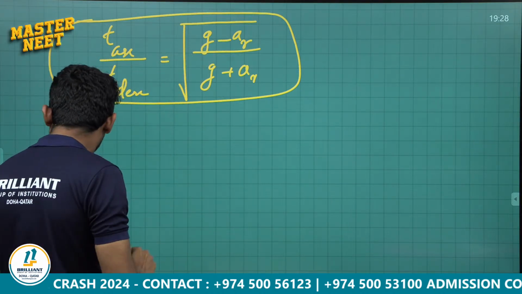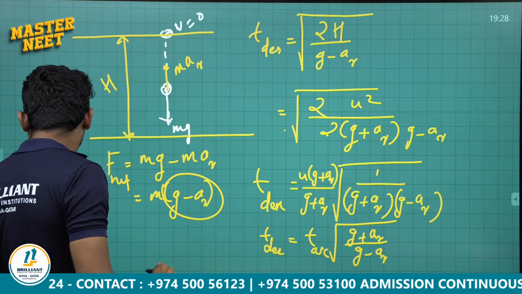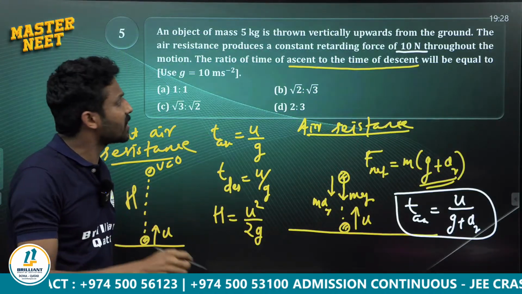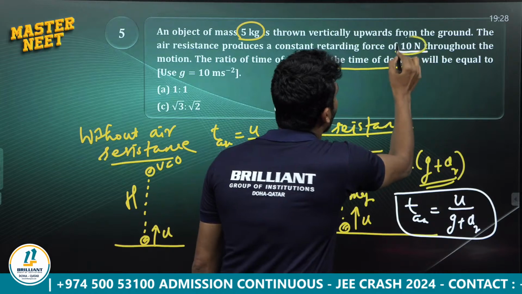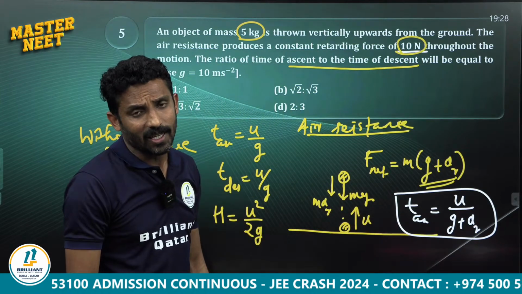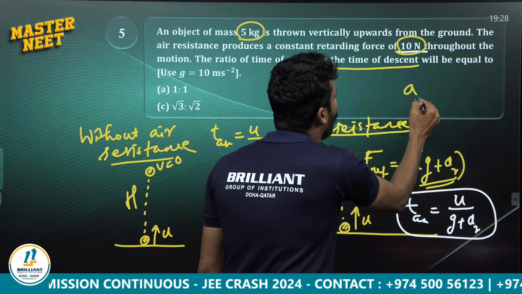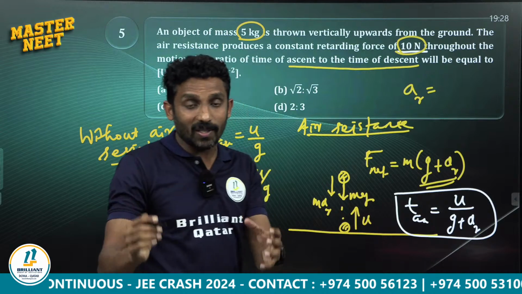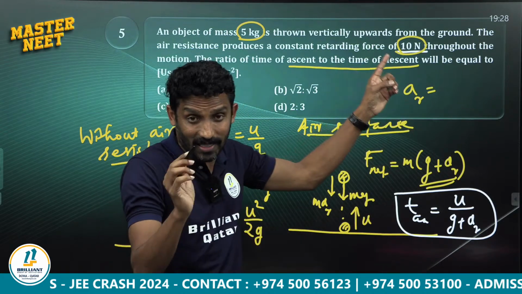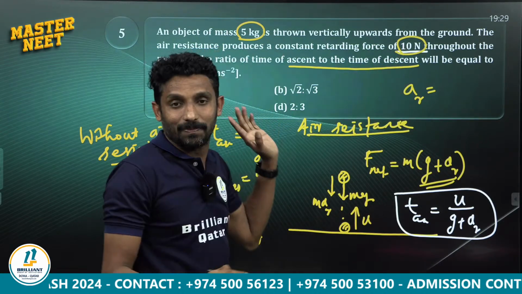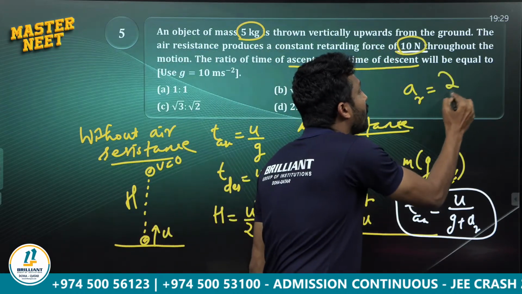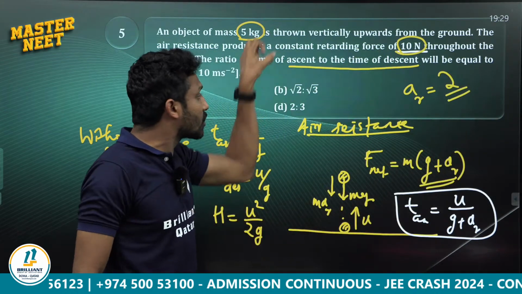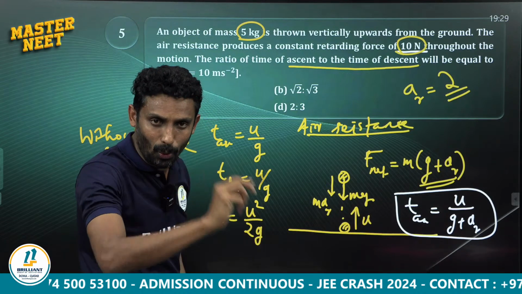Now in this question, what is AR? This AR means the retardation due to air resistance. This is a 5 kilogram mass and a 10 Newton force acting on the body as air resistance. Then what will be the AR value? The retardation or acceleration due to air resistance is force by mass, force by mass, it is 2 only. So in this question, AR is equal to 2.